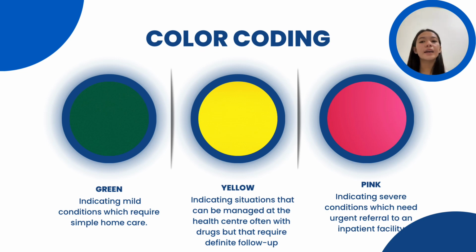IMCI utilizes a color-coded approach to classify illnesses and guide treatment. First is the green. Green indicates mild conditions which require simple home care. Second is the yellow one. It indicates situations that can be monitored at the health center, often with drugs, but that require definite follow-up. And third is the pink. It signifies severe illnesses that necessitate urgent referral and immediate medical attention.